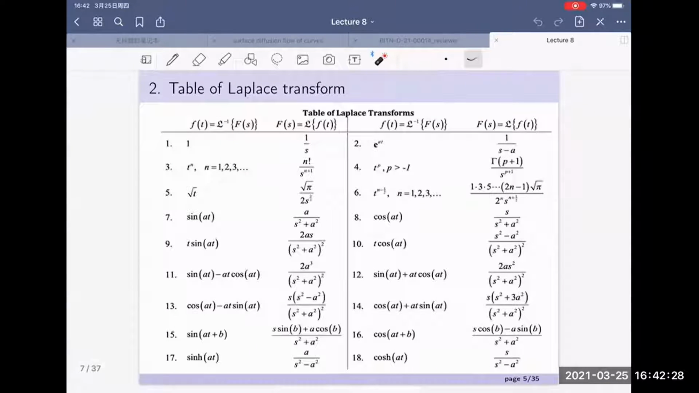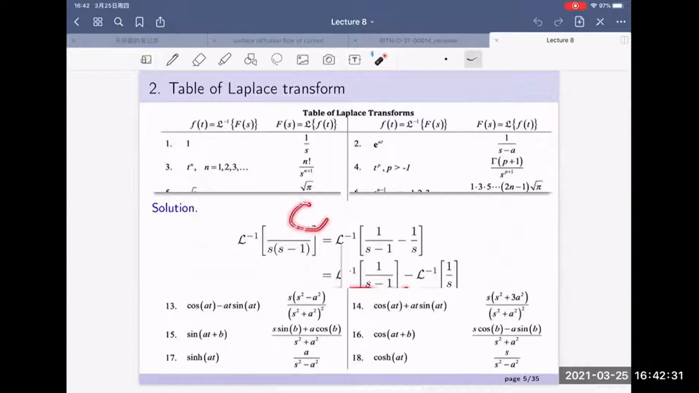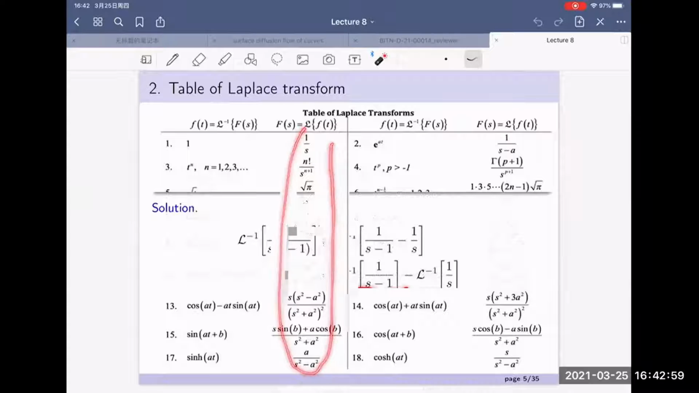Okay, so there are many other results in this table. Whenever you want to compute the inverse Laplace transform, you need to look at this table to see whether the function is already in the table on the right side, whether you can find a similar function here. If you can, you can directly use the result. Otherwise, you need to simplify your function into simpler functions that appear in this column here.